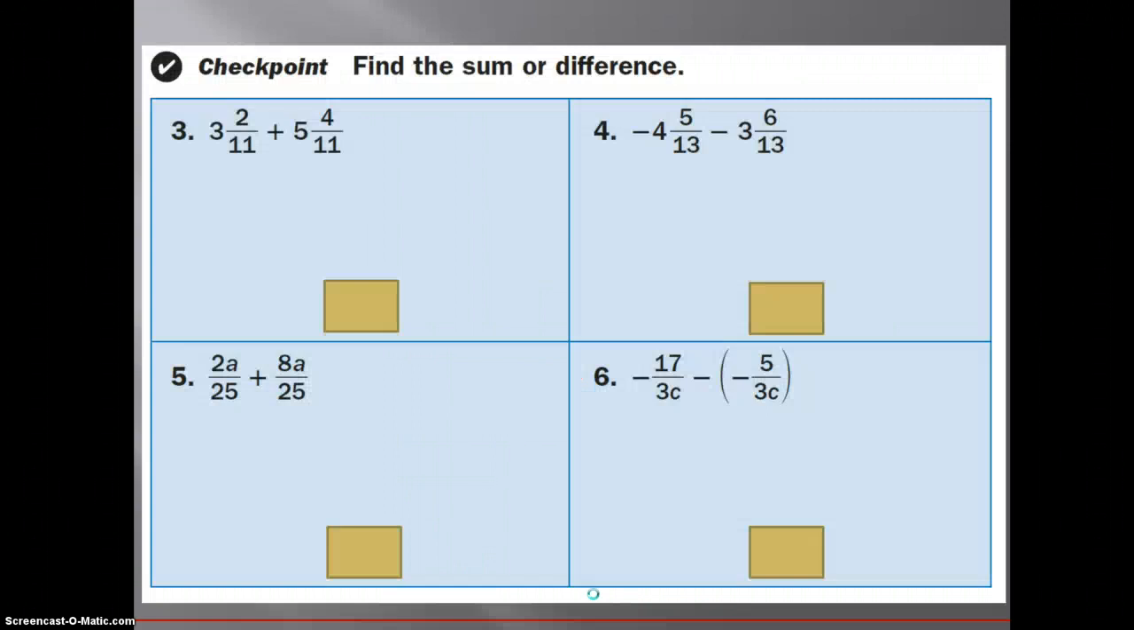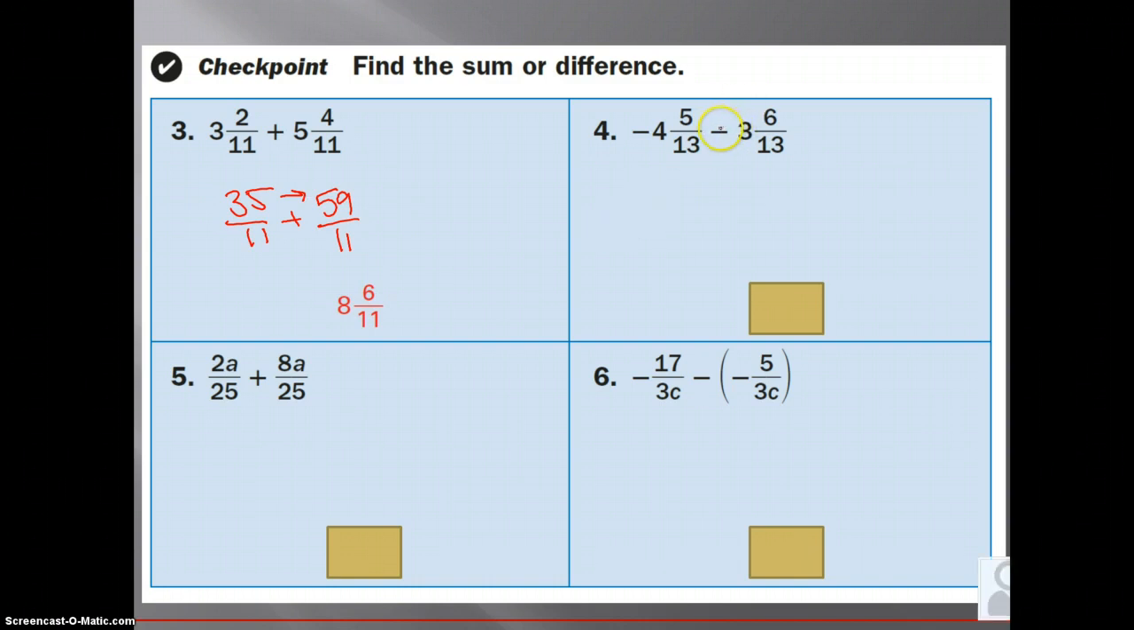Please pause the video and try 3 through 6. Remember to change mixed numbers to improper fractions first. For number 3, the improper fraction should have been 35 over 11 plus 59 over 11. Add the numerators and then change it into a mixed number, 8 and 6/11.